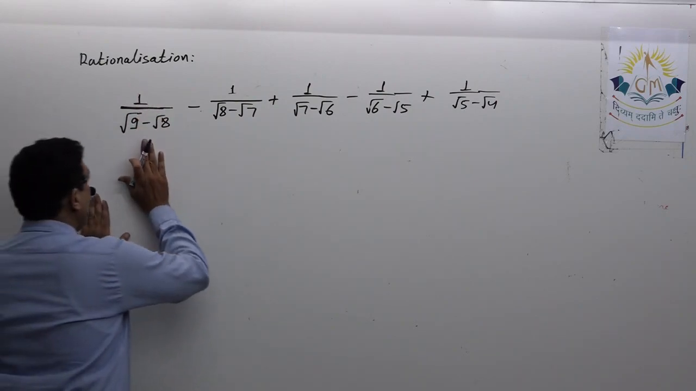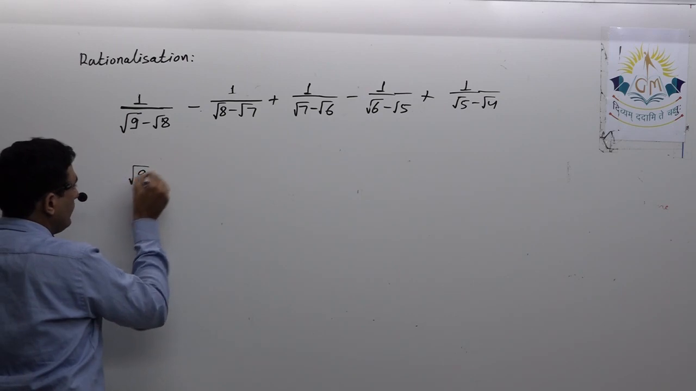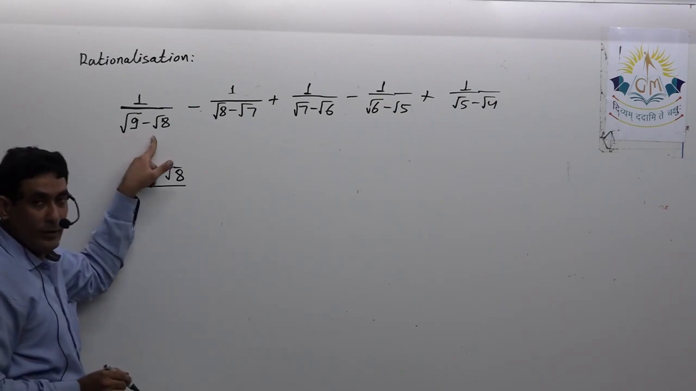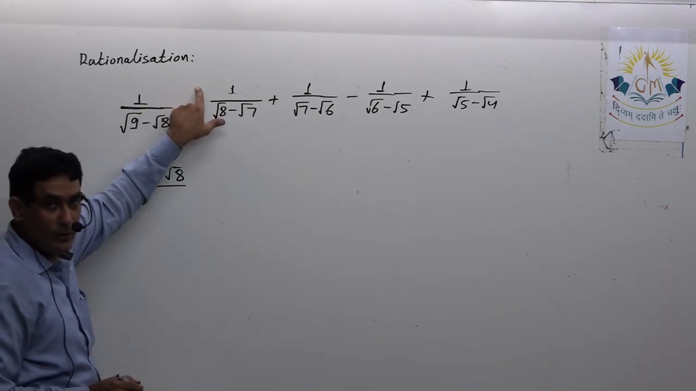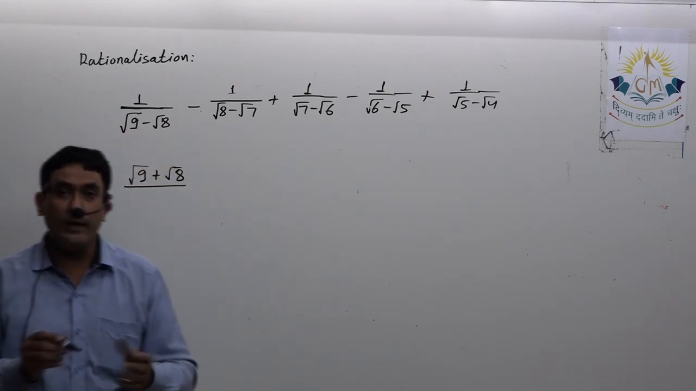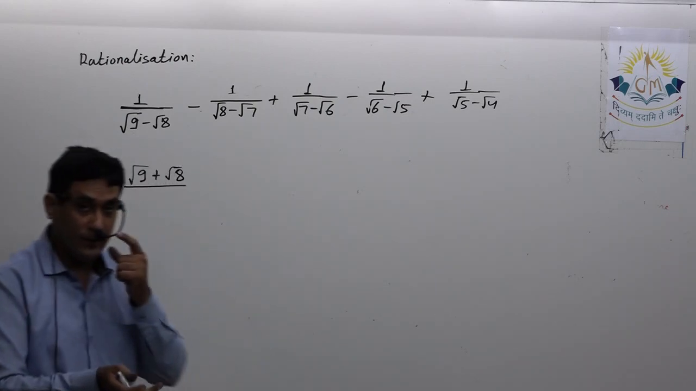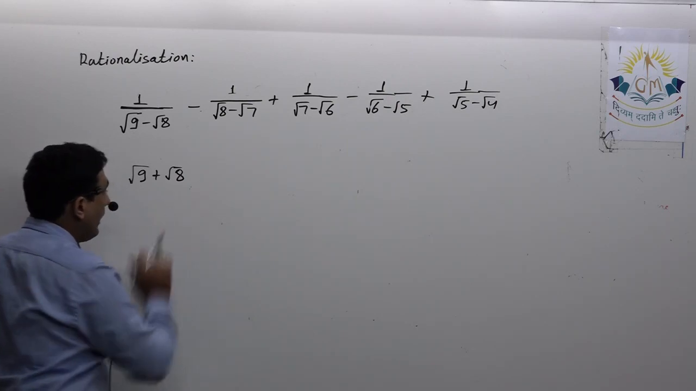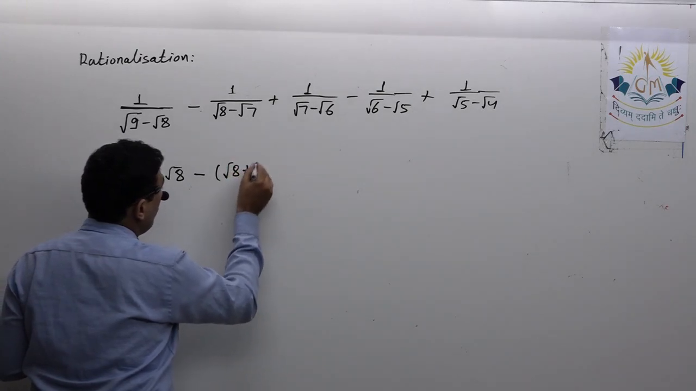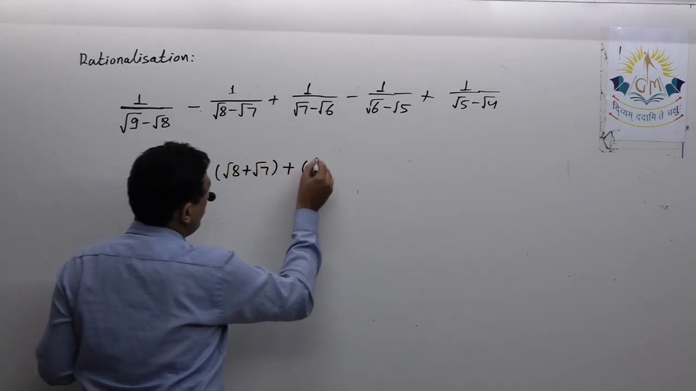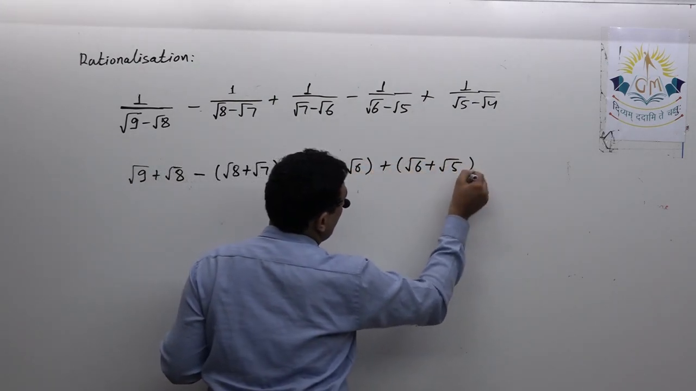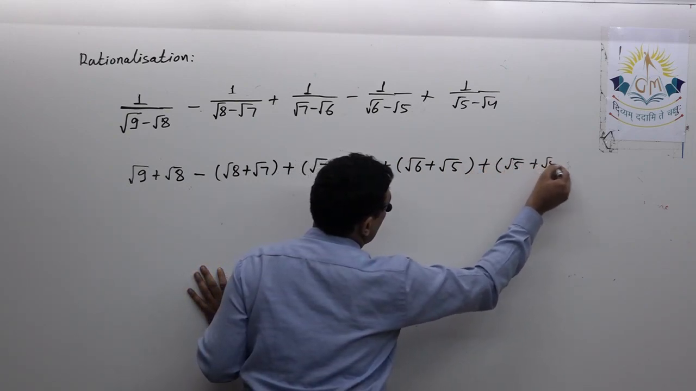So if you rationalize this, for the very first term in the numerator, you will get root 9 plus root 8, and in the denominator, see here it is root 9 minus root 8, you will multiply by root 9 plus root 8, upon root 9 plus root 8. That means in the denominator you will get root 9 square minus root 8 square, that is 9 minus 8, that is 1. So actually I will get only root 9 plus root 8. Similarly over here I will get root 8 plus root 7. Here I will get root 7 plus root 6. Here I will get root 6 plus root 5. Here I will get root 5 plus root 4.